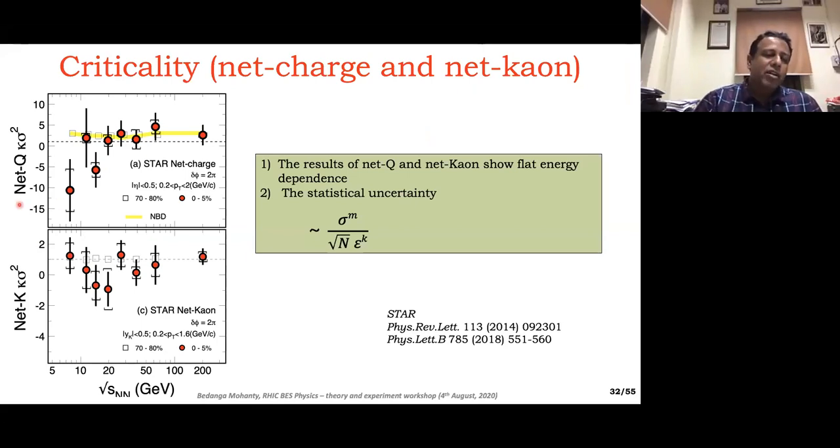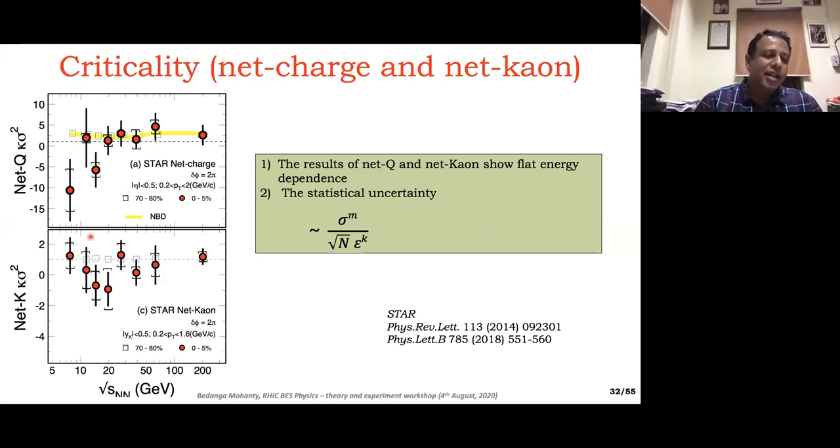The net charge and net kaon kurtosis times variance are shown in the upper and lower panels respectively as a function of collision energy. Red points are 0 to 5% gold-gold collisions, and the open black squares are 70 to 80% gold-gold collisions. What we find from the net charge and net kaon measurements, with large statistical and systematic errors, is that we do not see an obvious energy dependence for the energy range which we have measured.